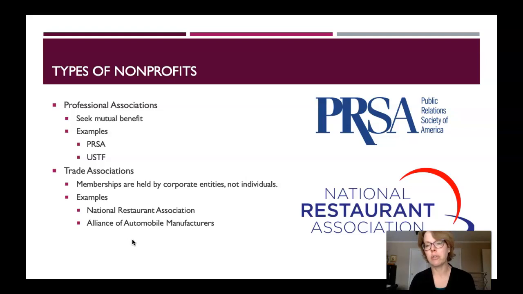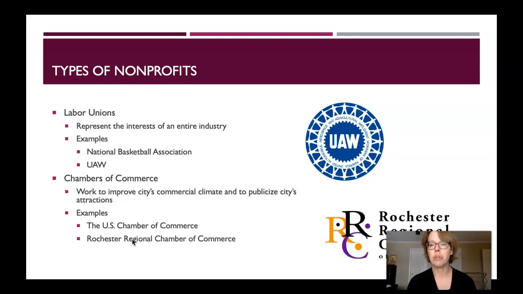The National Restaurant Association, when I was a PR person for Big Boy Restaurants, we were a member of the National Restaurant Association. So that restaurant chain was a member of the association. So it's a little bit different between a professional association that's for individuals, and a trade association that is for the companies. Then you have labor unions. They are nonprofits. They represent the interests of an entire industry, the NBA, the UAW.